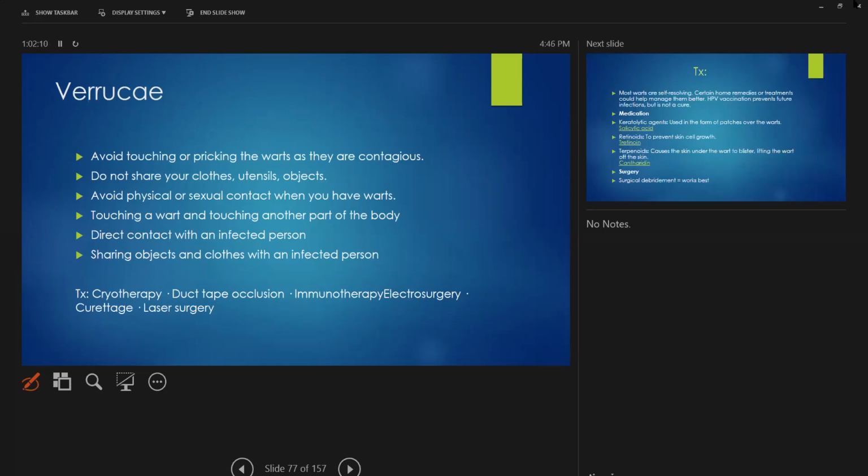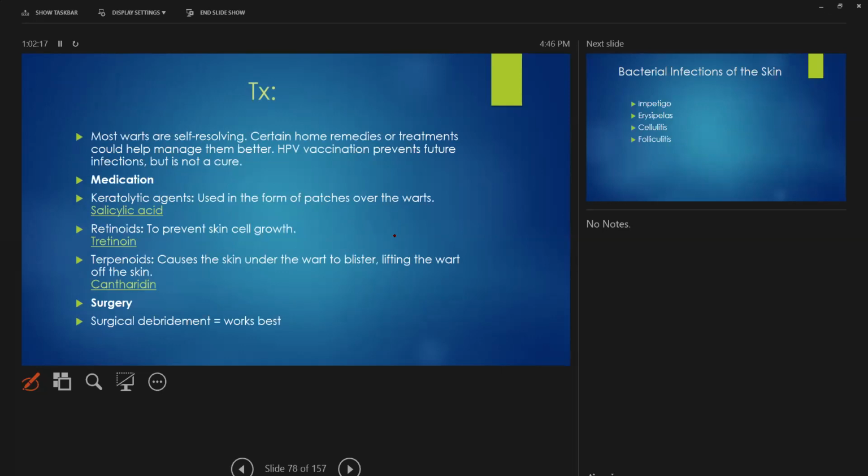Okay. So moving on here. The treatment for these is they're usually self-resolving. Certain home medications work well. Also, the over-the-counter keratolytic type stuff works fairly well. Dr. Scholl's, right? That stuff works. So really, anything's fine for treating these.